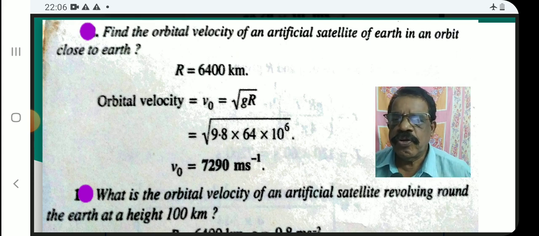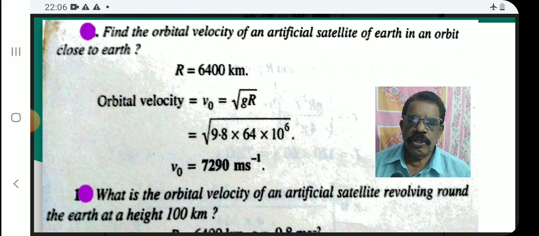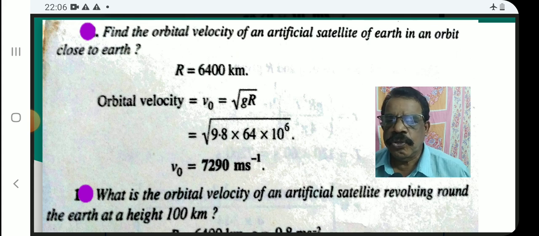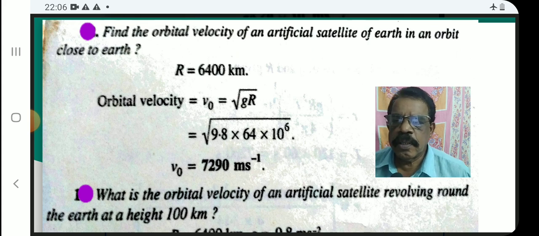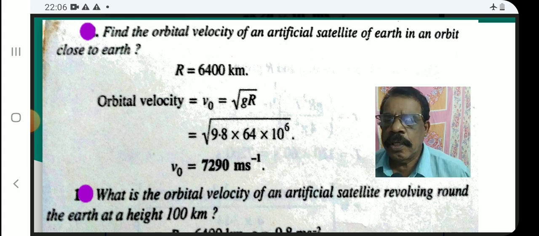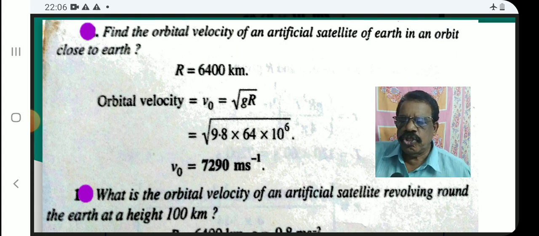Orbital velocity VO is root of gR for a close orbit. That is the first cosmic velocity, the orbital velocity in a close orbit of Earth. That is root of 9.8 into radius of Earth 6.4 into 10 raised to 6. So VO is equal to 7290 meters second raised to minus 1.